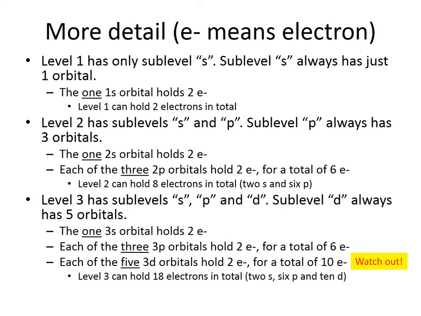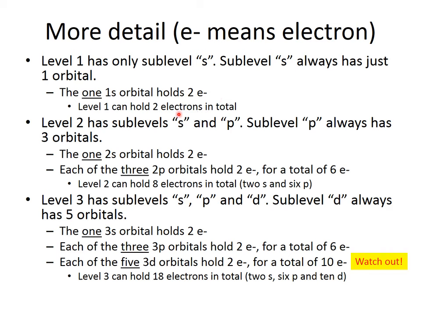So level 1 has just one sublevel, S, and sublevel S comes in just one orbital. So I will have only one orbital at level 1, and it is an S-type orbital. And each orbital holds 2 electrons, so level 1 can hold 2 electrons in total.